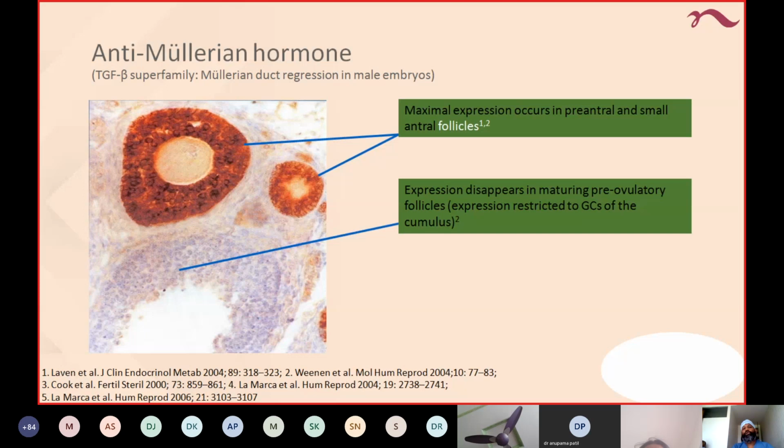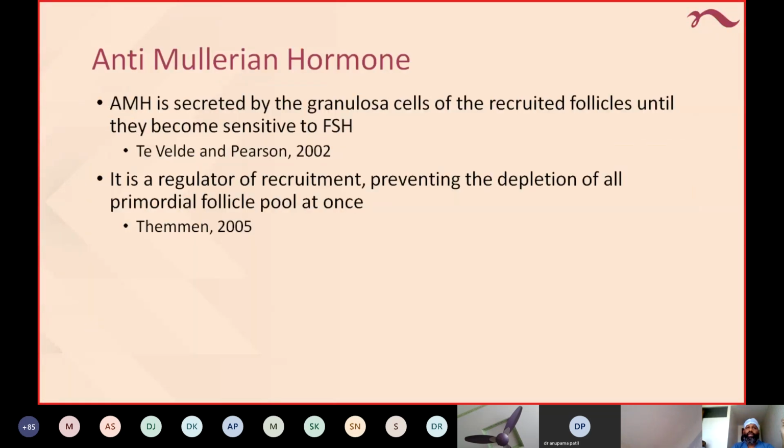So this is a very important hormone, anti-Mullerian hormone, AMH. So maximal expression occurs in the pre-antral and small antral follicles, and this will tell us what is the follicular reserve in the lady as of now at this particular age when she has come to you for treatment. And this AMH is secreted by granulosa cells of the recruited follicles until they become sensitive to FSH, and it's a regulator of the recruitment, preventing the depletion of the whole primordial follicle pool at once.